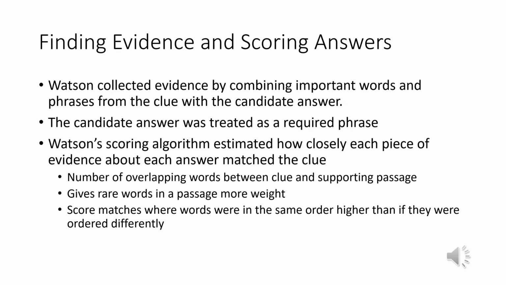Once Watson filtered its candidate answers, it began a full-blown research effort to finally generate an answer. To score a candidate answer, Watson would treat the answer as a required phrase and would then estimate how closely each piece of evidence about each answer matched the given clue. Scoring methods included finding a number of overlapping words between a clue and the supporting passage, rare words in these phrases were given an extra weight, and matching words in the same order were scored higher than if matching words were ordered differently.